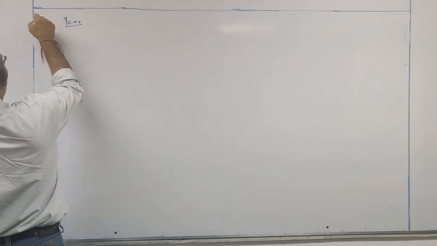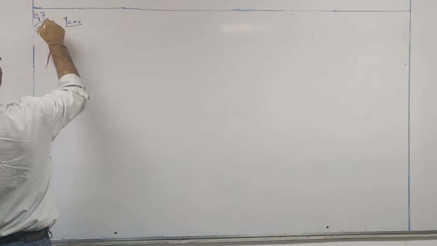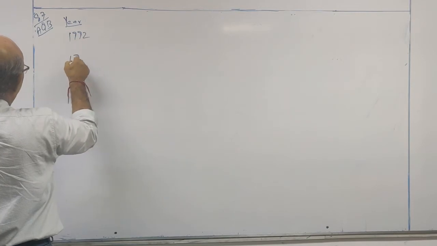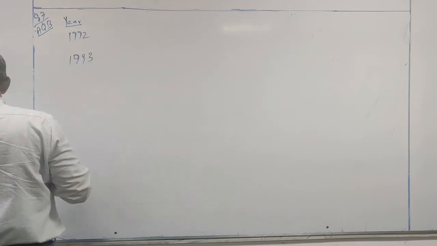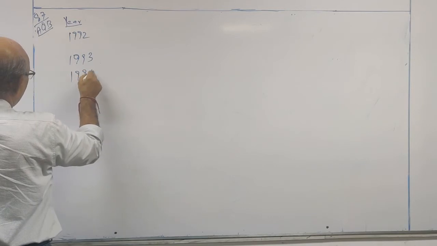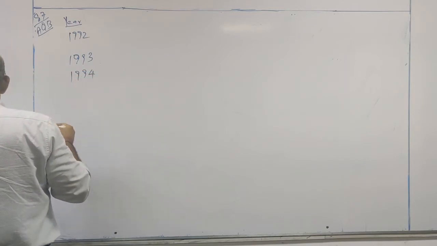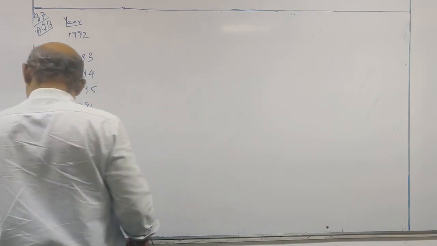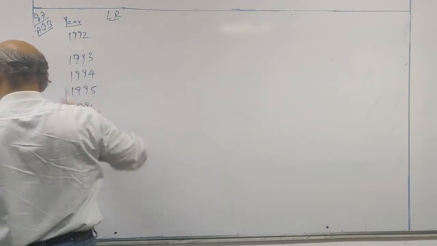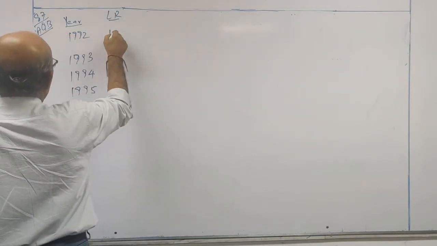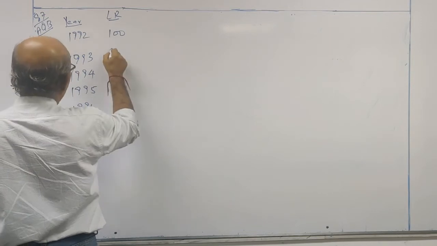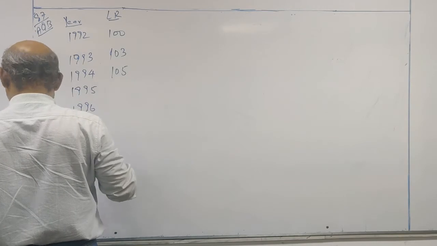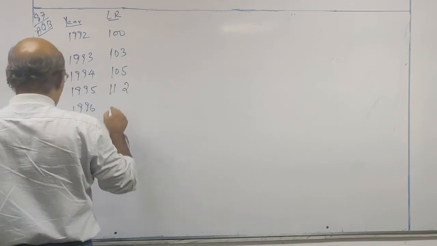Look at the 87th question of ICAI additional question bank. Years 1992, 1993. There is a print mistake. It is 1994; instead of that, print it as 95. 1995, 1996. Link relatives are given: 100, 103, 105, 112, 108.